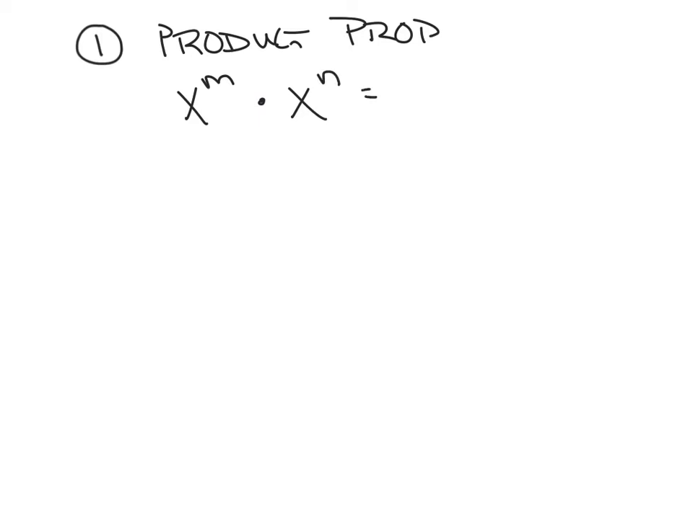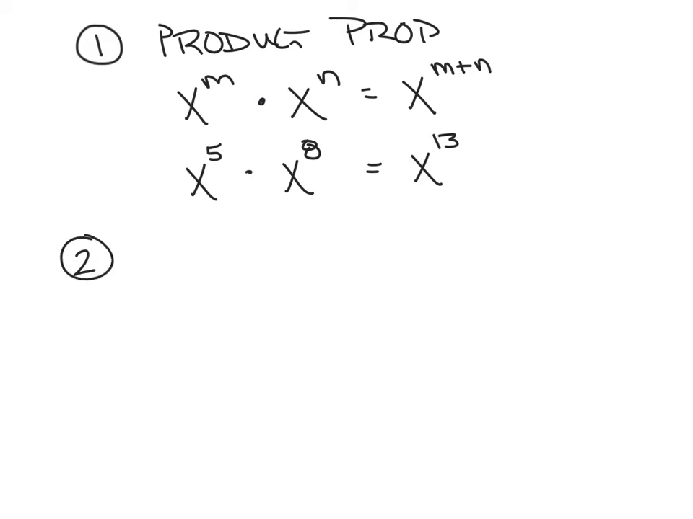Okay, real fast here. Our first property is named the product property, and it's going to look like this. If we take one term, x to the m, and we multiply it by the second term, x to the n, we actually add the two exponents, making it x raised to the m plus n power. An example of that would be x to the 5th multiplied by x to the 8th would equal x to the 13th.